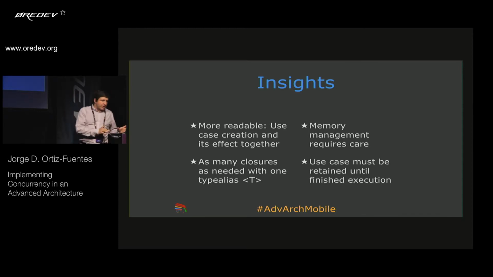As I said, far more readable. Memory management requires a little bit more care. I think it's easier to see it when you have objects than when you put closures in the game, but still understandable. And the good thing here is that I can use closures on demand. I mean, I can create any closure at a given time to deal with the data as long as it matches the signature that I have set. And still, we have to retain the use case till we finish the execution, as we did before, which is a drawback, obviously.